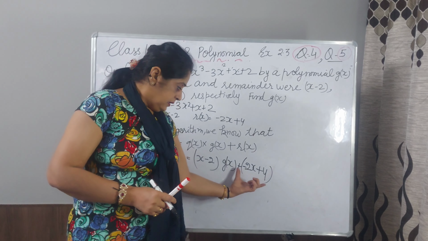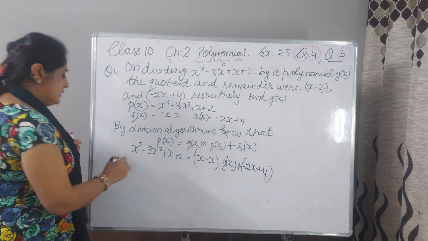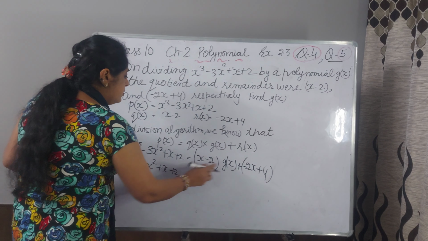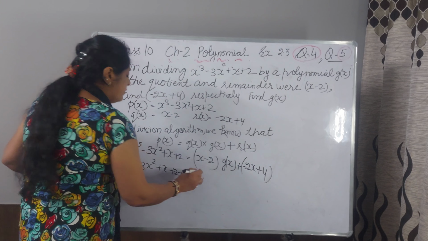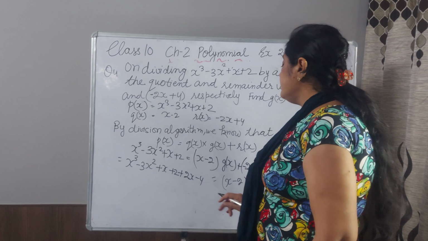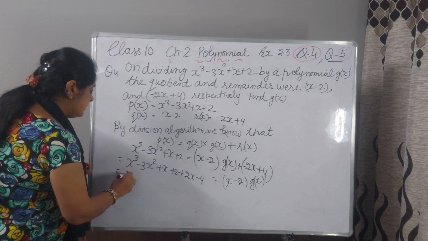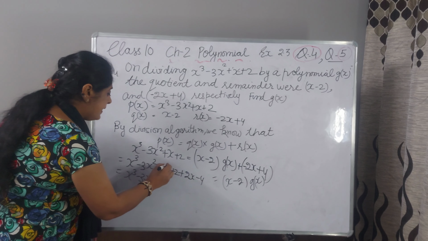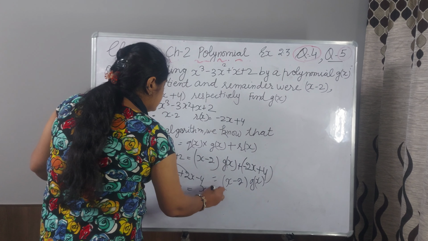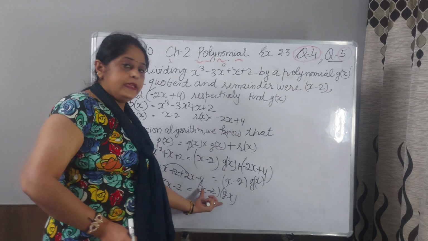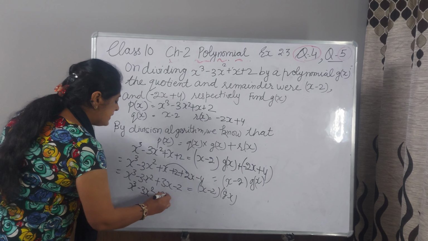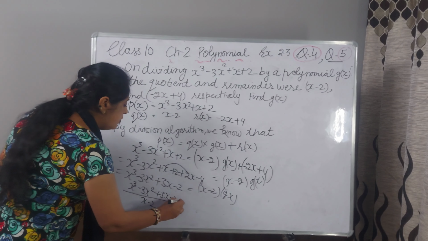First, this addition, whatever is there in bracket, it will come here and change the sign. X cube minus 3x square plus x plus 2, and this minus 2x will be plus 2x minus 4, which is equal to x minus 2 into gx. Now add this 2x in x: x cube minus 3x square, x plus 2x is 3x, 2 and minus 4 is minus 2, which is equal to x minus 2 into gx. Whatever multiplies here will be divided on this side: x cube minus 3x square plus 3x minus 2 divided by x minus 2 equal to gx.